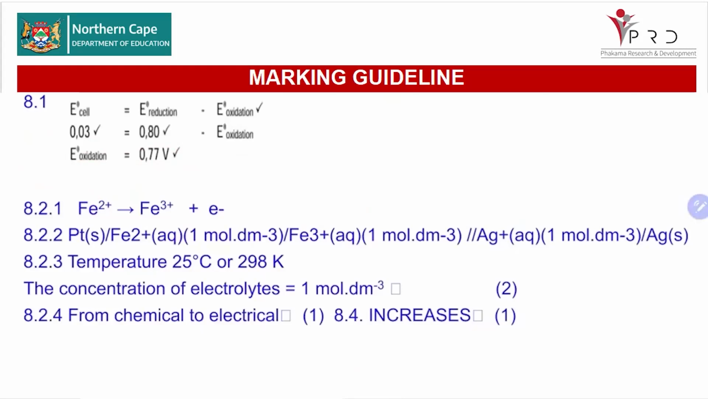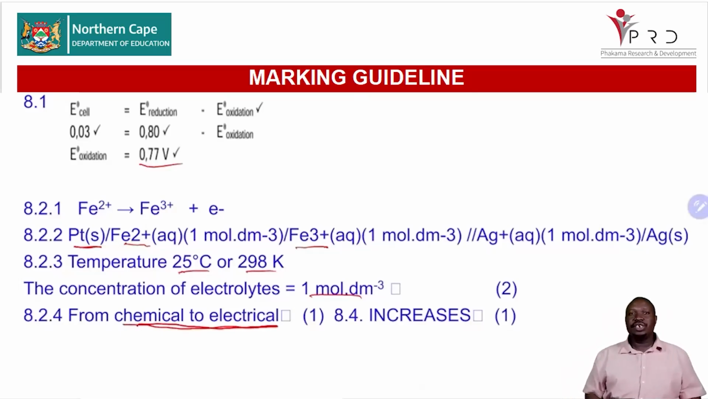Now, as we move, that is your marking guideline. We have discussed all this, and I hope you are happy. We're able to get our 0.77. We're able to write the half reaction that takes place at the anode. We're able to say platinum must be there because Fe2+ and Fe3+ are all aqueous solutions. Remember, I said you can include the concentration of the solutions there. And then the temperature, we said, is 25 degrees or 298 kelvins. The initial concentration, we said, is 1 mole per cubic decimeter. And then you are able to write that. And then we said energy conversion for galvanic is from chemical energy to electrical energy.